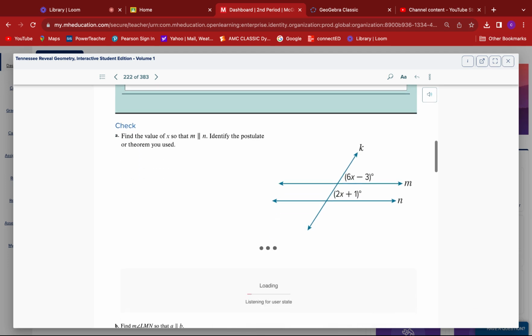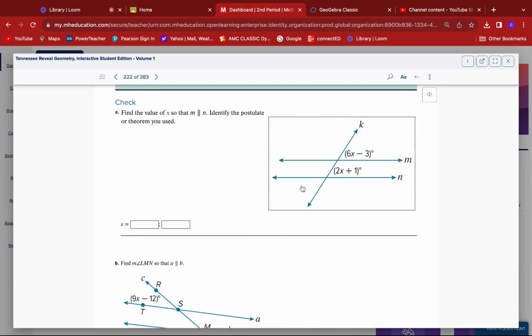All right, here we go. Got to check. Looking at these two angles right here, they're both on K. That's your transversal. They're on the same side of K.